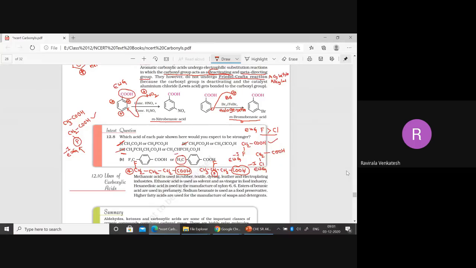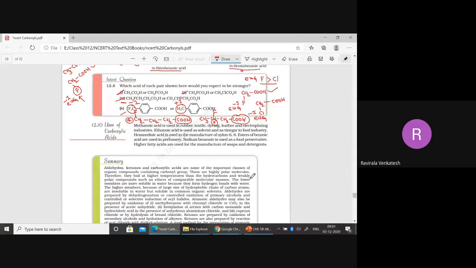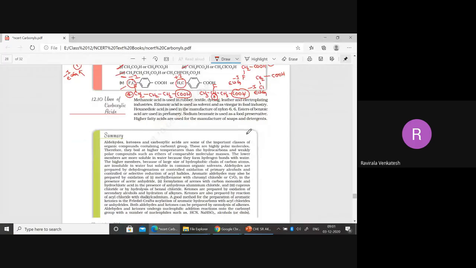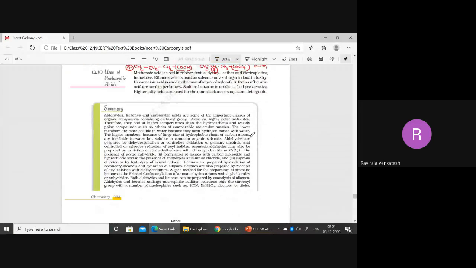This will be a plus I group, and this one will be a minus I group. So definitely you can give the answer. This will be the correct one. So you will get questions. What are the chances of getting questions? Definitely 60-70% you may get acidic character questions compulsorily. That is also very simple. They ask the ones which are in the textbook. Uses, I don't think are very important for you. Just read the uses.